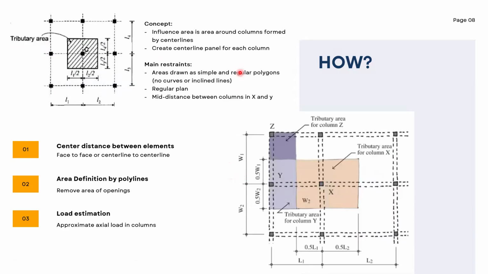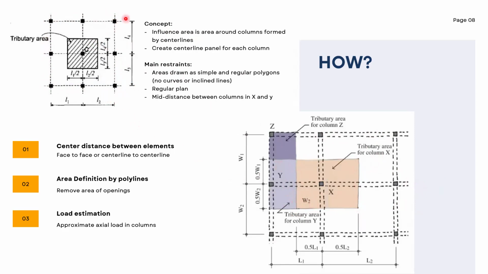So how is this done? Now the concept is clear. If we have a grid of columns, first let's talk about the restraints. In order to be able to use this method, the plan should be regular and not with a lot of irregularities, and we should be able to define clear polylines for the columns.